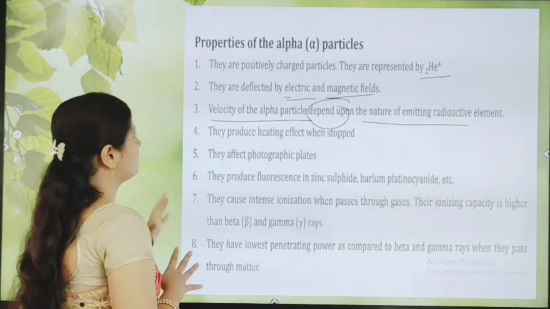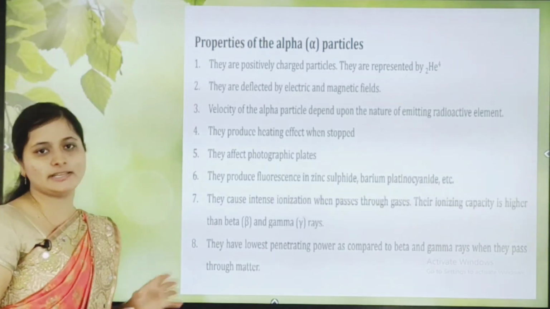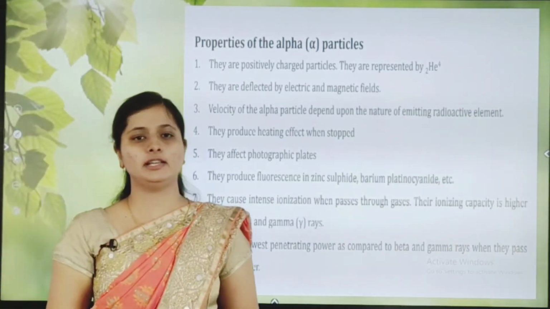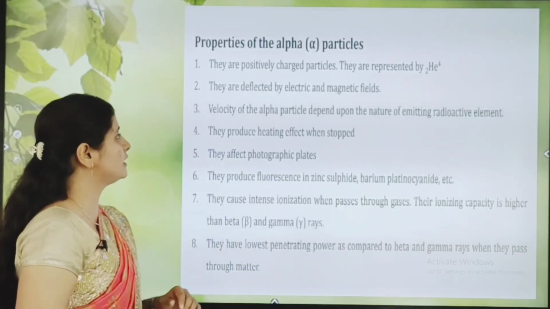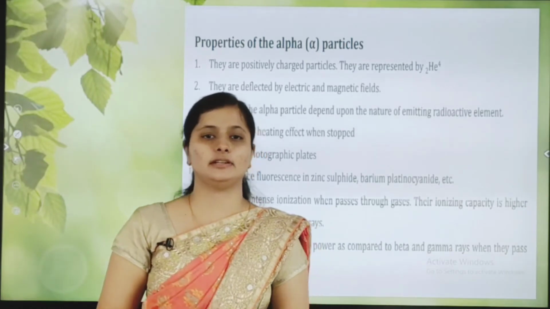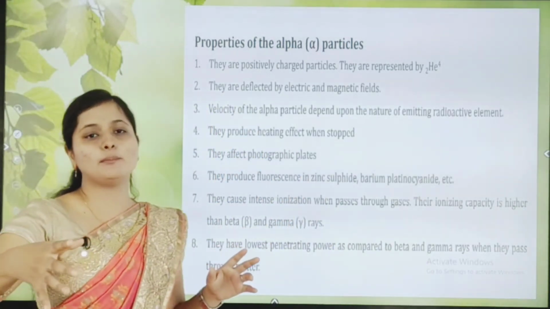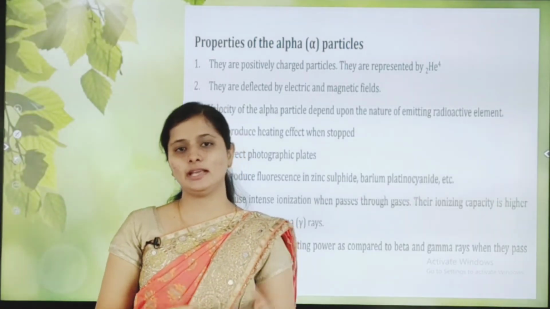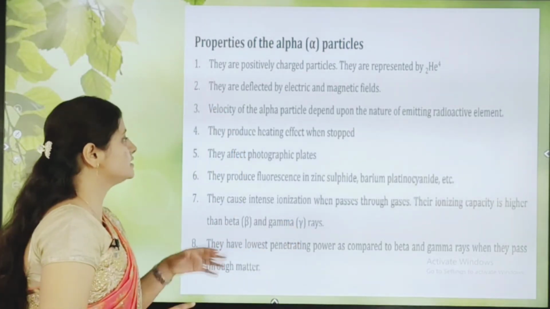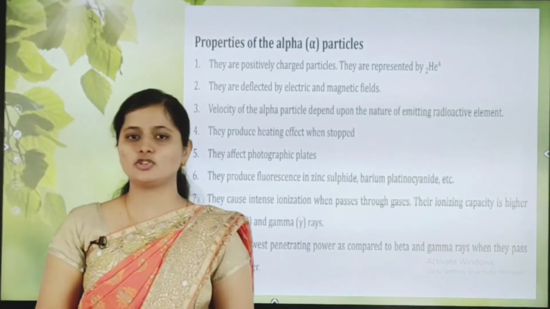So the first property they gave is the charge: it is positively charged and is a helium atom. The second one is that it can be deflected by electric and magnetic fields. The third property is that the velocity of the alpha particle depends upon the nature of the emitting element. And the fourth one is that it produces a heating effect when it is stopped.